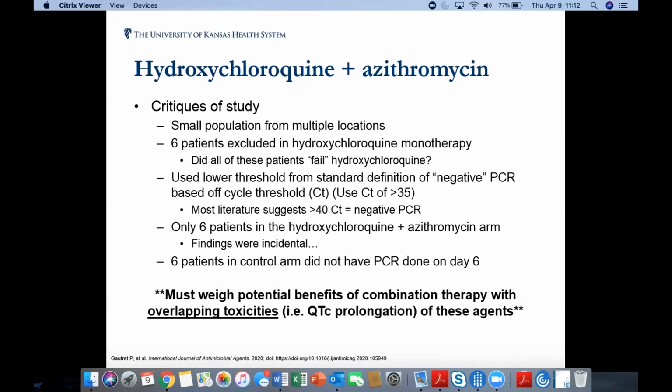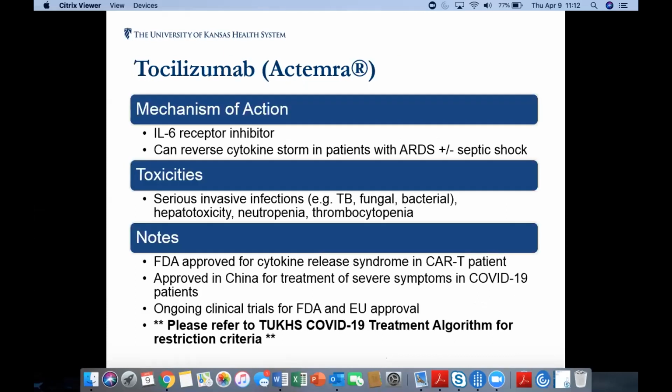So if it is going to be considered, I think you do have to weigh the potential benefits of combination therapy, particularly the overlapping toxicities, QT prolongation. And we're unsure of the clinical benefit, and we know this could potentially cause a lot of harm. So you definitely have to weigh the risks and benefits of combination therapy in these patients.